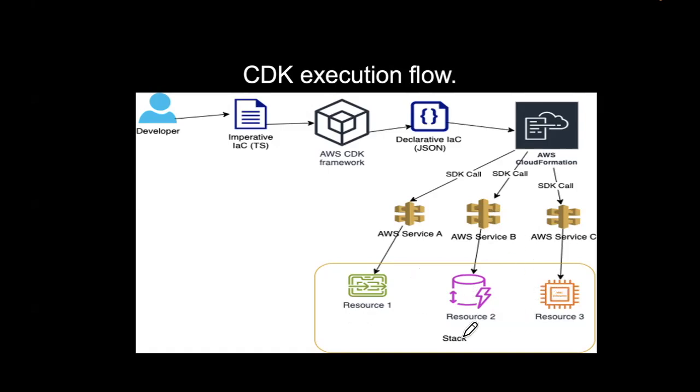These symbols aren't really important. Just generically, these are resources. So it's the lowest level of granularity from AWS's infrastructure perspective. So that's the flow, that's the execution flow.